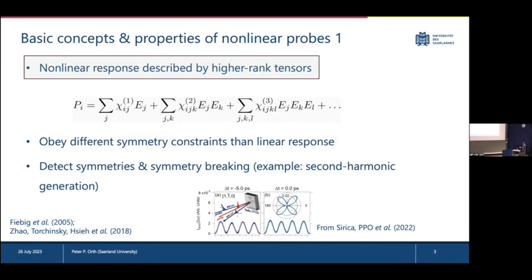So this is a way to detect symmetries or detect symmetry breaking that is just using the form of this tensor. And that has been used successfully by many groups, for example, by testing the second harmonic generation tensor and the structure of that tensor and relating that to symmetry.